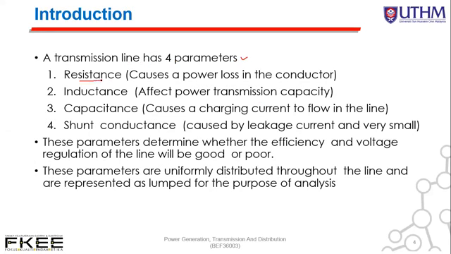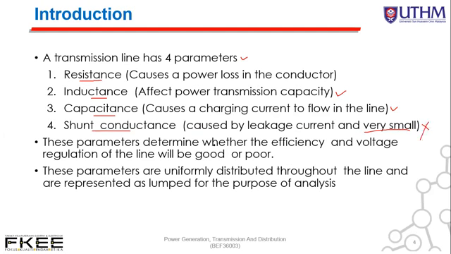First is resistance. Resistance causes power loss in the conductor due to their I²R losses. Second, inductance, which affects the power transmission capacity. Third is the capacitance, which causes a charging current to flow in the line. And fourth is the shunt conductance, caused by a leakage current, and it is very small, so it can be negligible. We will not discuss shunt conductance further in this topic.